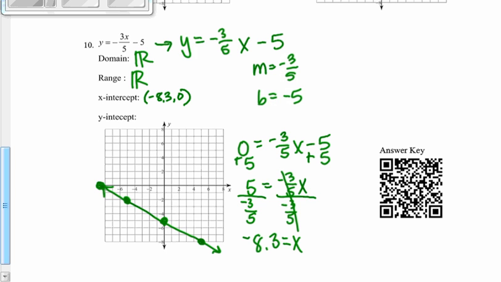And then the y-intercept we don't need to solve for. We can just see where the y-intercept was on this problem, which was at (0, -5). And that's your homework for targets 3 through 5.